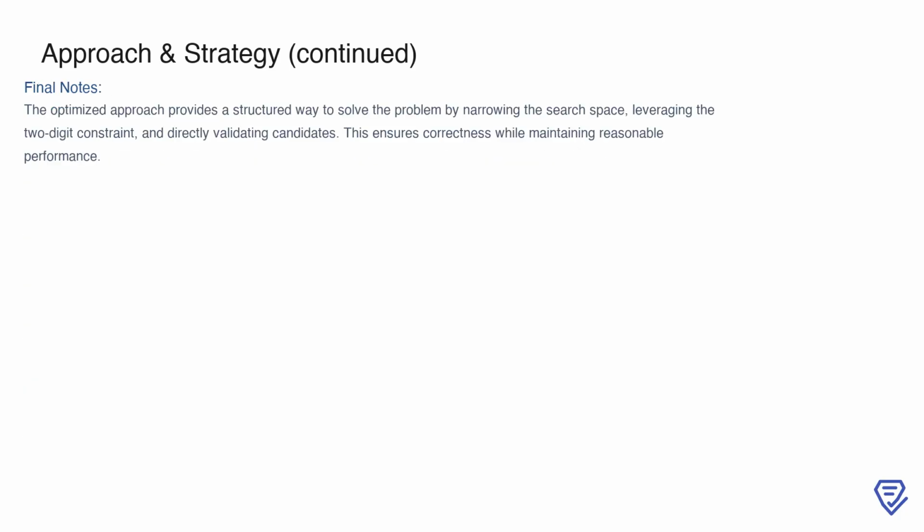In summary, the optimized approach offers a structured and efficient solution to the problem. By narrowing down the search space, leveraging the two-digit constraint, and directly validating candidates, it ensures correctness while maintaining reasonable performance. This strategy avoids the inefficiencies of brute force and provides a practical way to handle larger inputs. While it is slightly more complex to implement, the benefits in terms of reduced computation and faster execution make it well suited for this problem. The key lies in balancing clarity and efficiency, ensuring that the solution remains both effective and scalable.